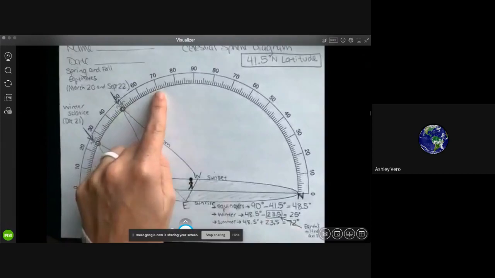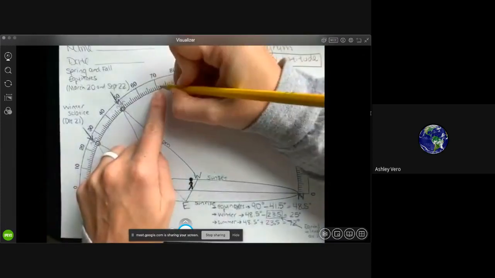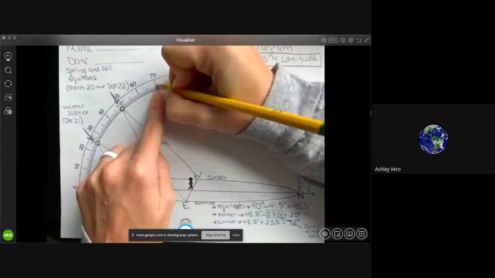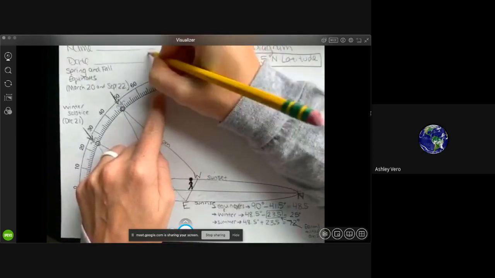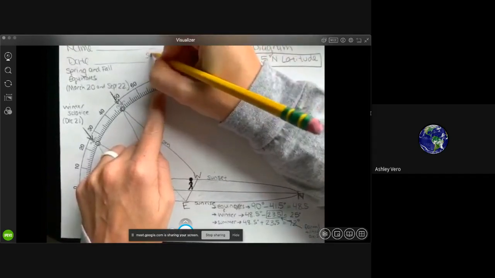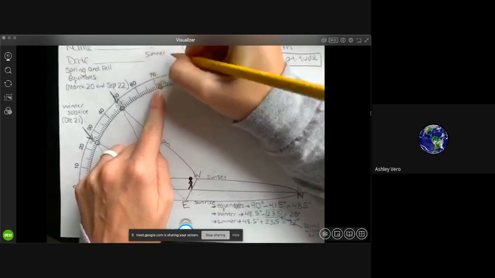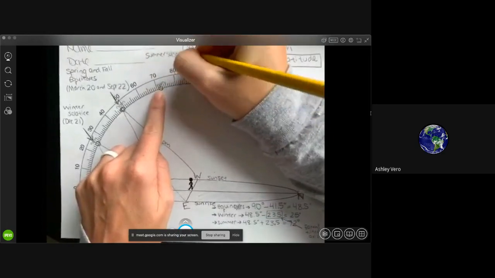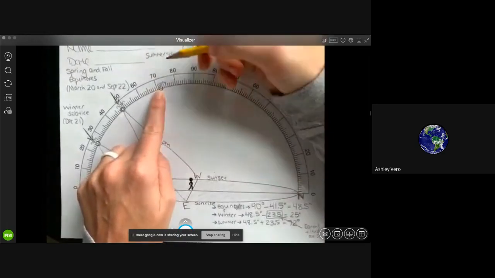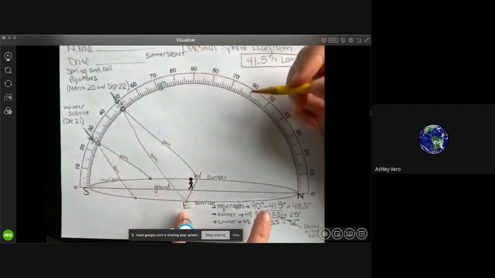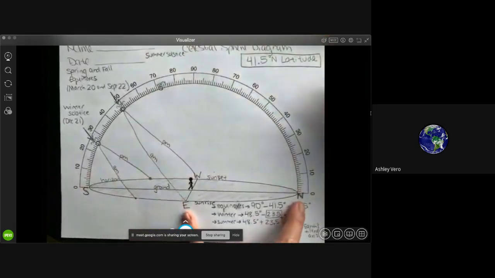Just going to be up here. 72 is here. This is noon. This is going to be for the summer solstice, sun standing still. In the summer, our sun rises north of east. So remember, in the summer, the birds fly back north. They migrate back to the north. So summer is always going to be north of east, north of west.